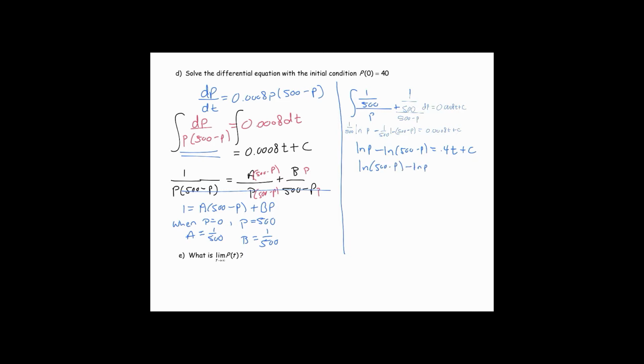When you multiply both sides by a negative, it turns this into a negative 0.4. And then the c can absorb the negative, so I'll just call that plus c. And then I'm going to use a property of logs and call this ln of (500 minus p) over p equals negative 0.4 t plus c. Now I use the definition of ln. So this is e to the, so (500 minus p) over p equals e to the negative 0.4 t plus c.